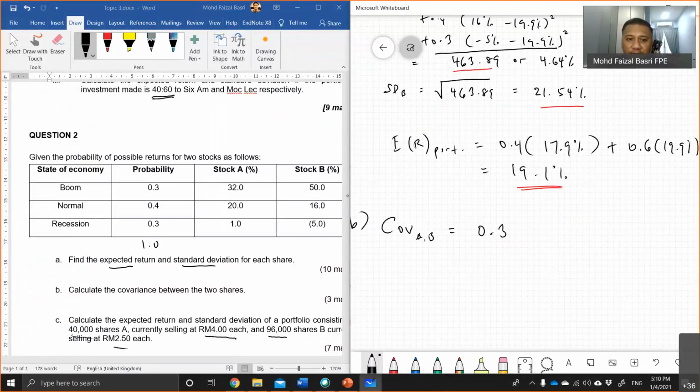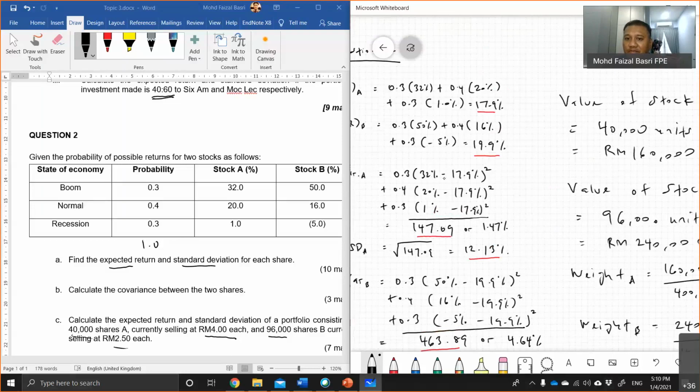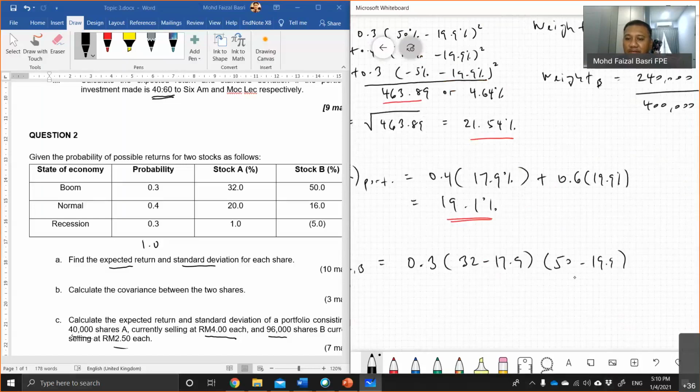So we start off the first line: 0.3, multiplied with the difference of the first stock, 32 minus 17.9, multiplied with 50 minus 19.9. The ones in the bracket we already did before in our variance, as I mentioned, 32 minus 17.9 and 50 minus 19.9. So we've done that before, but no square. We don't square this. We just multiply all three items.